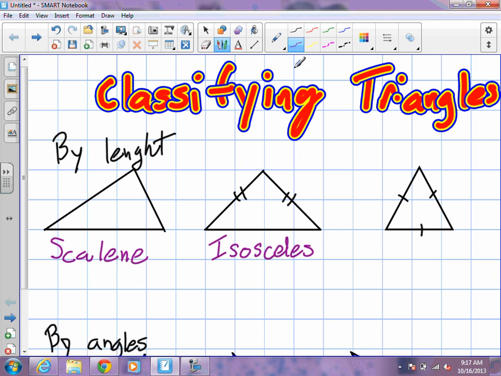And finally, if we have a triangle where all three side lengths are identical, and these little dashes let us know if side lengths are the same. If we have the same dashes on two different lines, they're the same. If we have the same dash on three different lines, they're all three the same. And what's this one called? Good. Okay, so that's by length.